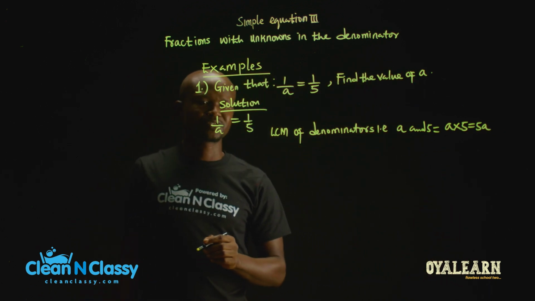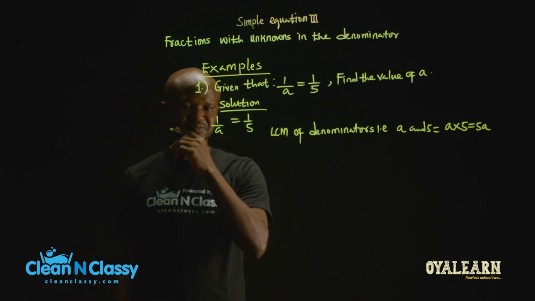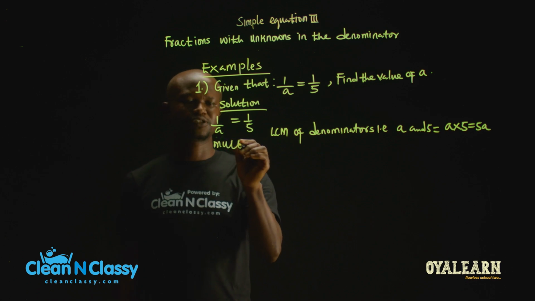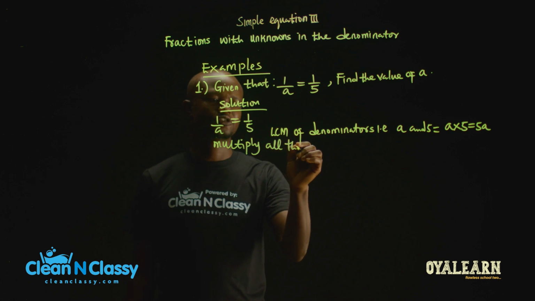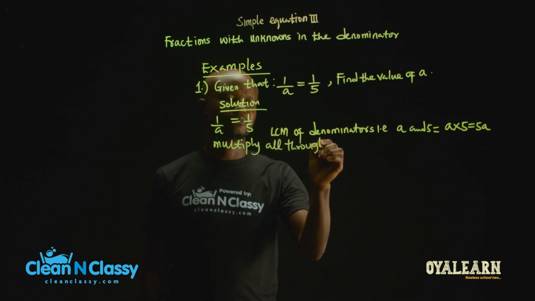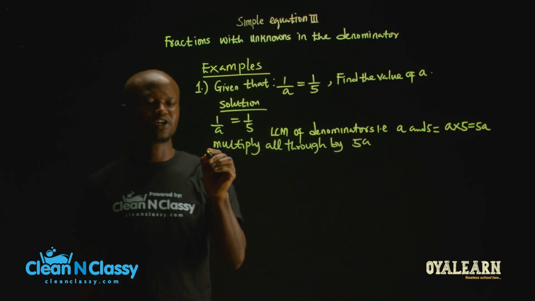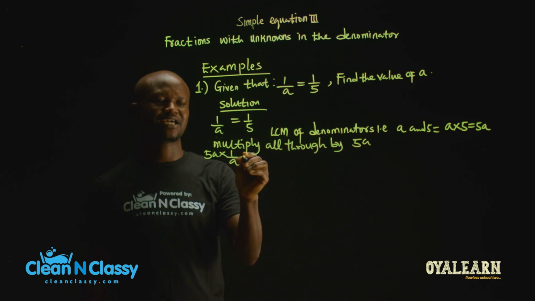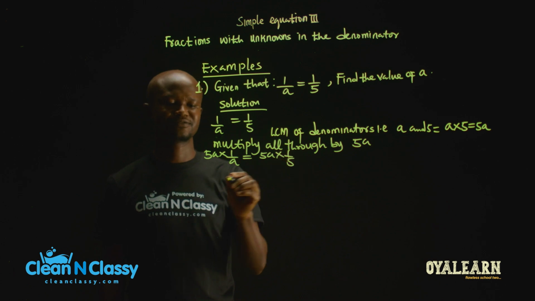Now, since we have the LCM to be equal to 5a, then we multiply all through by 5a. If you multiply all through by 5a, what do we have? 5a times 1 over a is equal to 5a times 1 over 5.